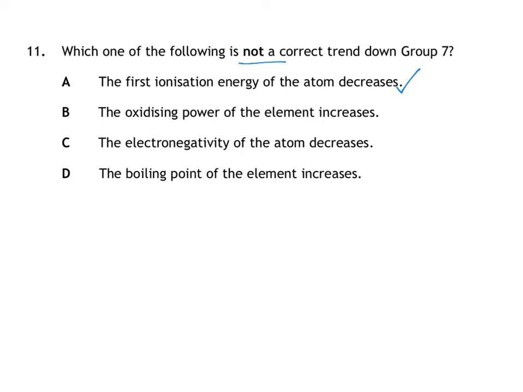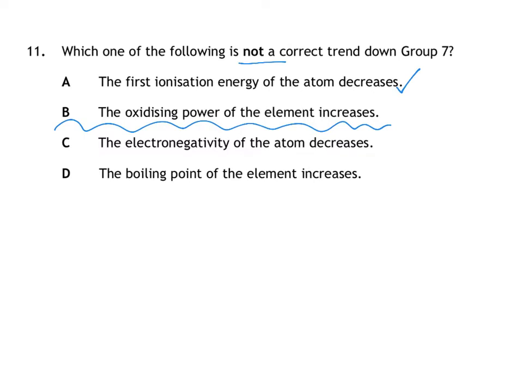Oxidizing power of the element increases. That is going to be our false one. We will check the other ones though. So oxidizing power of the element means the ability of the element to remove electrons from other substances. So the stronger ability to gain electrons, the better the oxidizing agent. And so fluorine at the top of the group is the most powerful oxidizing agent in the whole periodic table, let alone in that group.